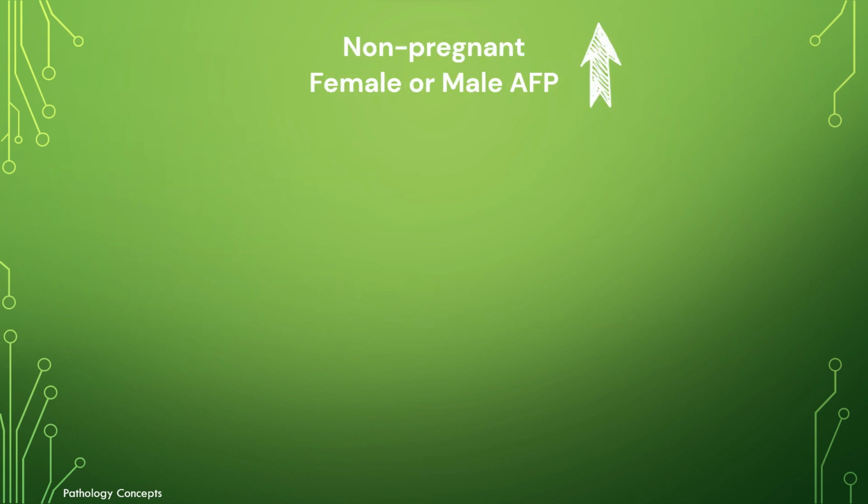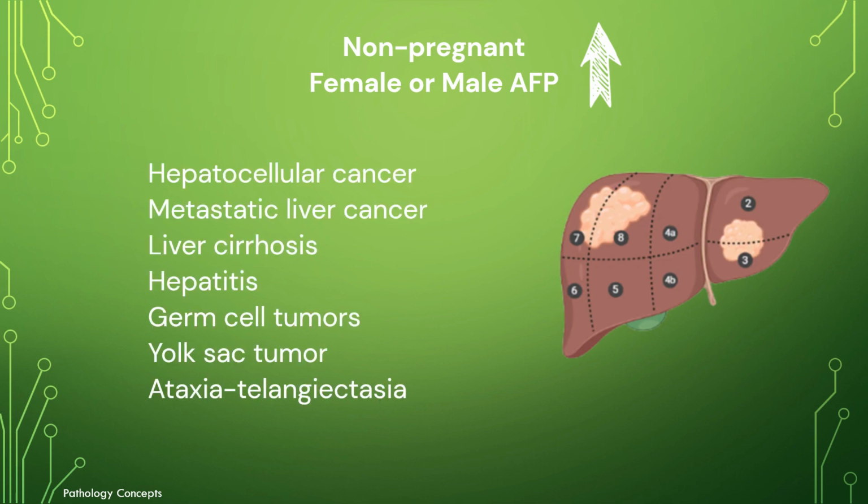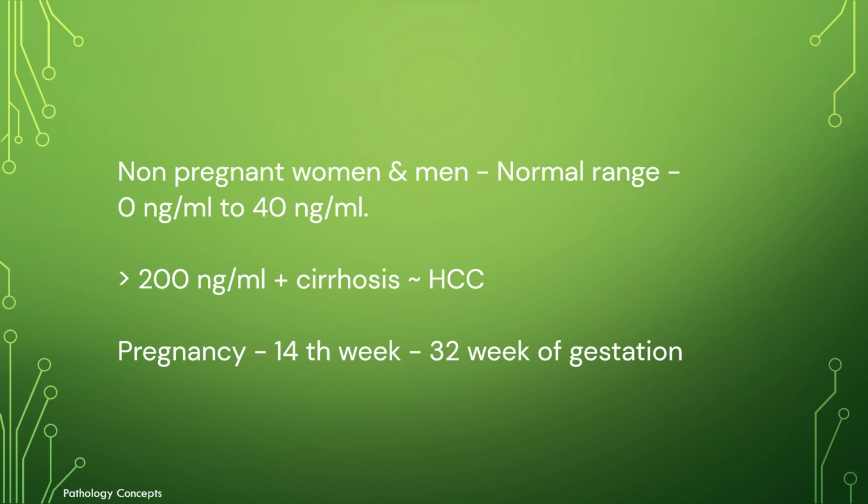If non-pregnant female or male AFP levels are elevated, then it suggests the following causes: hepatocellular cancer, metastatic liver cancer, liver cirrhosis, hepatitis, germ cell tumors, yolk sac tumor, ataxia telangiectasia. Alpha fetoprotein levels in men and non-pregnant women vary with age and race, but most commonly range from 0 ng per ml to 40 ng per ml.